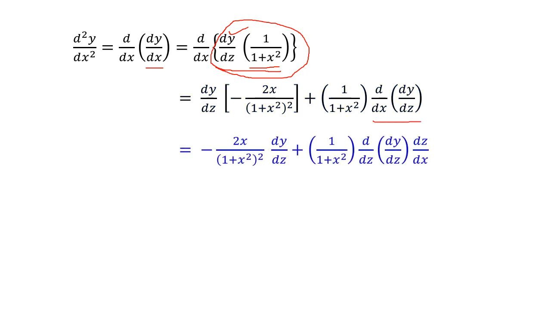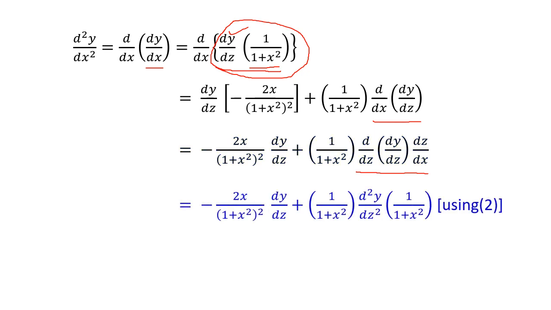In the next step, we get minus 2x by 1 plus x square whole square into dy by dz, plus 1 over 1 plus x square into d by dx of dy by dz, which can be written as d by dz of dy by dz into dz by dx. Therefore, this is equal to minus 2x by 1 plus x square whole square into dy by dz, plus 1 over 1 plus x square into d by dz of dy by dz, which is nothing but d square y by dz square, into dz by dx.